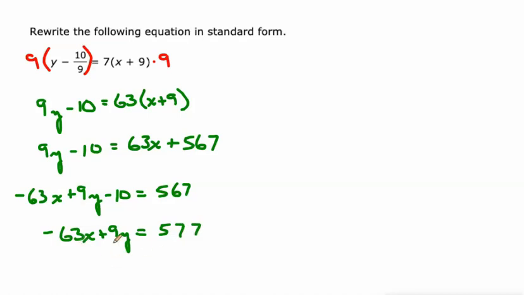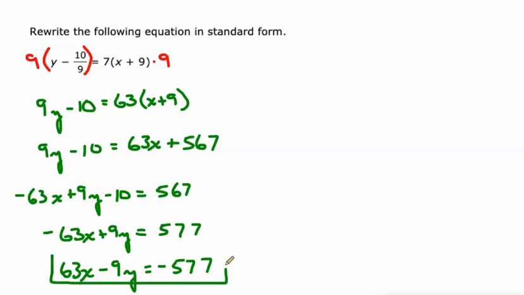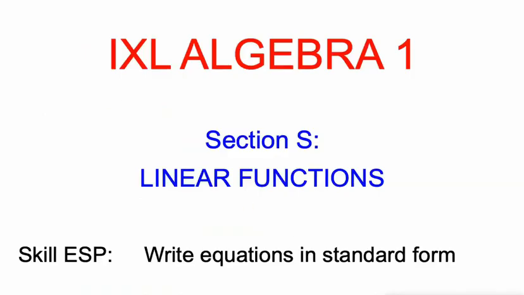I know 63 and 9 are both divisible by 9, but 577 isn't. In fact, it's not divisible by 3 either, so this can't be simplified. So the only thing I'm going to do is get rid of that lead negative sign and make this 63x minus 9y equals negative 577. And that's standard form. ax plus by equals c. All right, that's writing equations in standard form. Good luck.